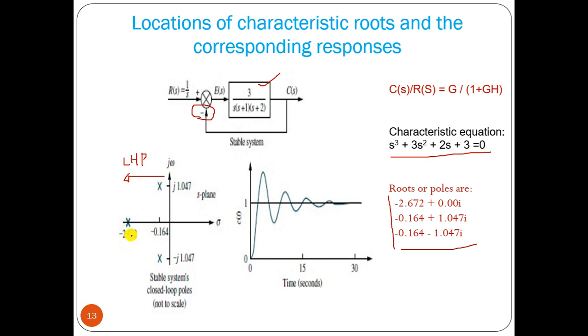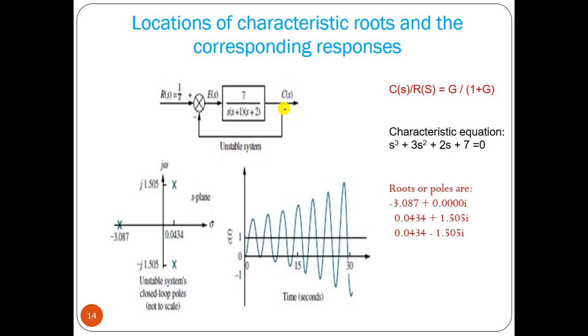Now, if we have complex poles, we get a response like an underdamped response, which we can observe in this particular case. Underdamped response, and the system is stable because all roots are on the left half plane.